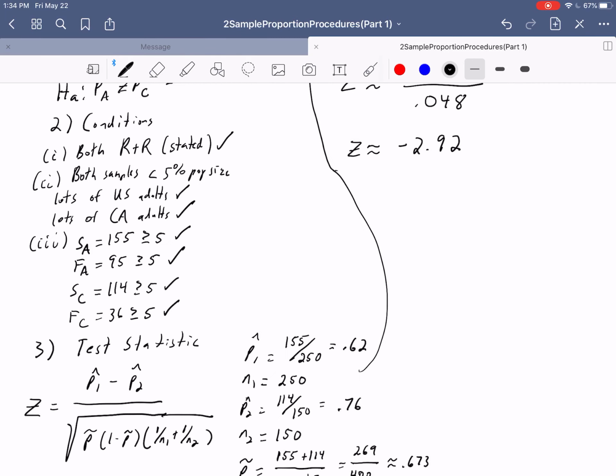We can go ahead then and get our p-value from this. So we can do our p-value. We'll go ahead and draw our little diagram. There's our null hypothesis.